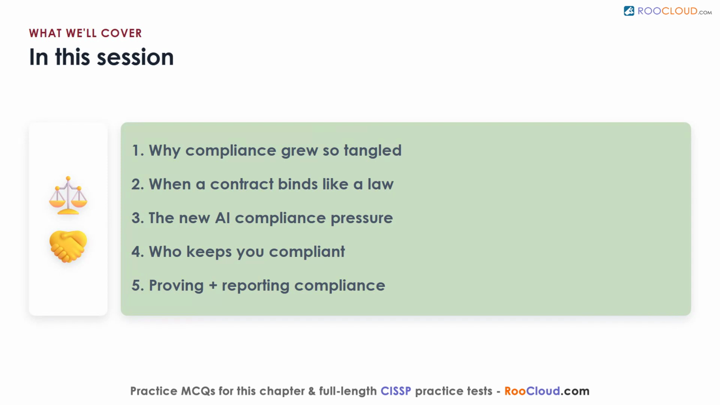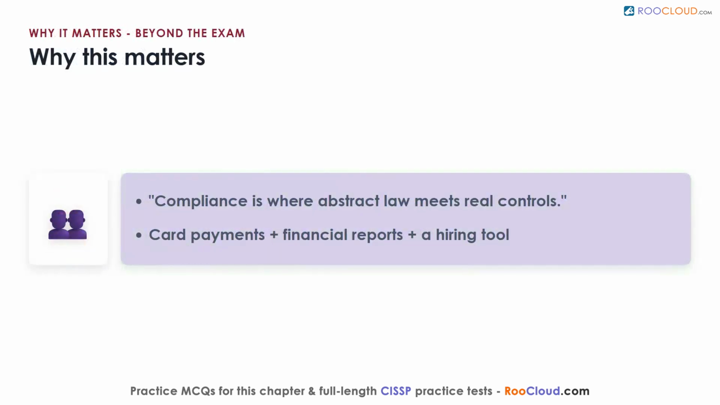We'll answer several questions. Why has the compliance landscape grown so tangled? Can a requirement bind you without being a law? What new pressure does artificial intelligence add? Who actually keeps an organisation compliant? And how is compliance proven and reported? Why does this matter beyond the exam? Because compliance is where the abstract law meets your actual controls.